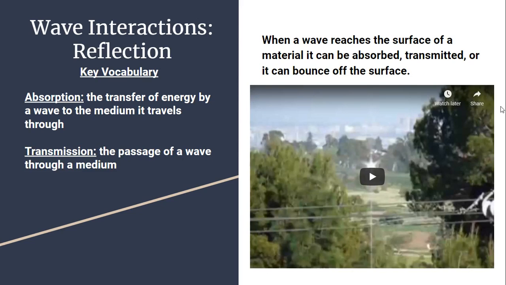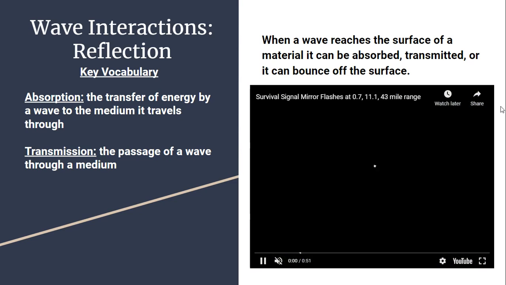Waves also are able to bounce off of a surface. And you've seen this, like I said, in our slinky waves before, but it can appear in some other waves as well. Here we have a video of someone using a signal mirror to bounce light waves in a specific direction.